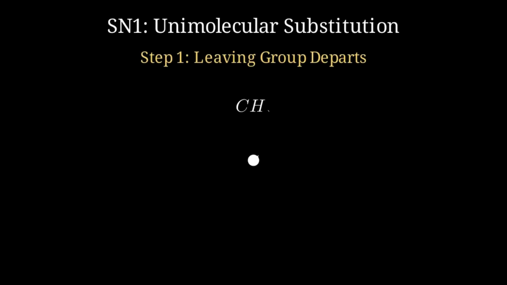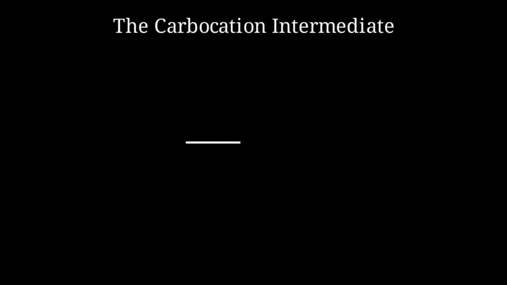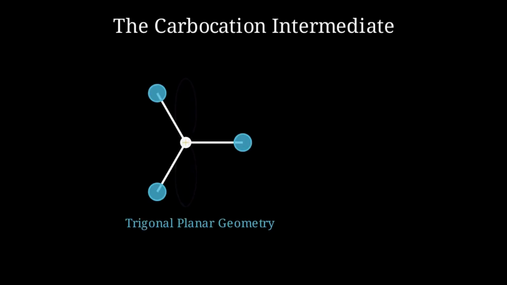In contrast, SN1 is a two-step unimolecular process. The first and slowest step is the spontaneous loss of the leaving group. This creates a positively charged intermediate known as a carbocation, which is the hallmark of the SN1 pathway. The carbocation intermediate is trigonal planar. This flat geometry is crucial because it leaves the carbon open to attack from either the top or the bottom side in the subsequent step of the reaction.